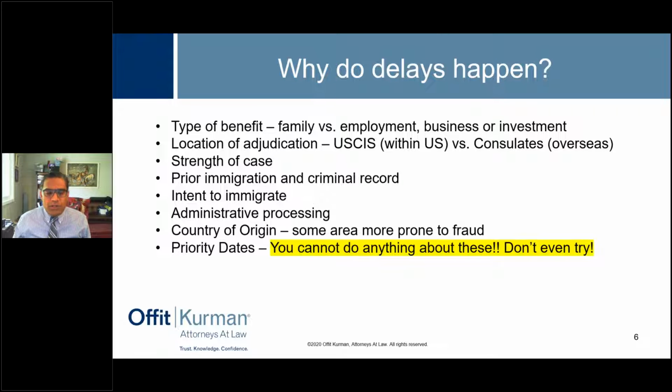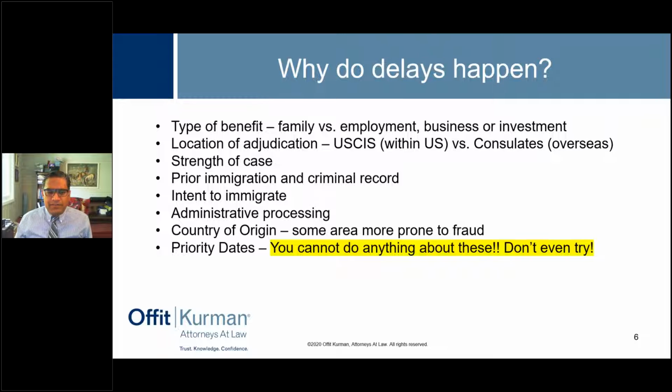So that's an important issue, and in some countries there's just a presumption that applicants are a flight risk, that they're going to come to the U.S. and stay and never go back. So it's very important to document the intent not to immigrate, to return back to the home country.